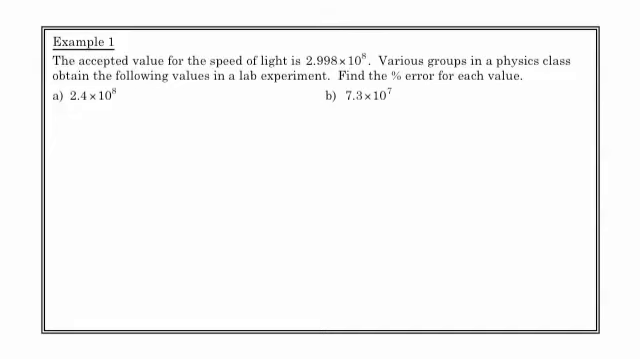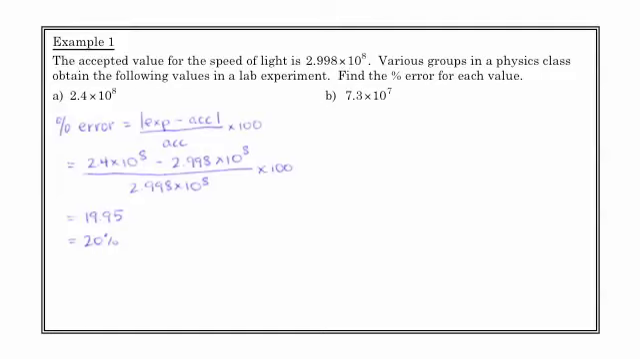So various groups in a physics class obtained the following values in a lab experiment. Find their percent error. These were two values that I took straight from results from the grade 12s. One group got 2.4 times 10 to the 8th. How close were they? Let's take a look at our percent error calculation. We take the experimental result and subtract it from the accepted result. You'll notice that the experimental result is smaller than the accepted. It doesn't matter. We get a negative in our numerator, but the absolute value signs take care of that, and we don't have to worry about it.